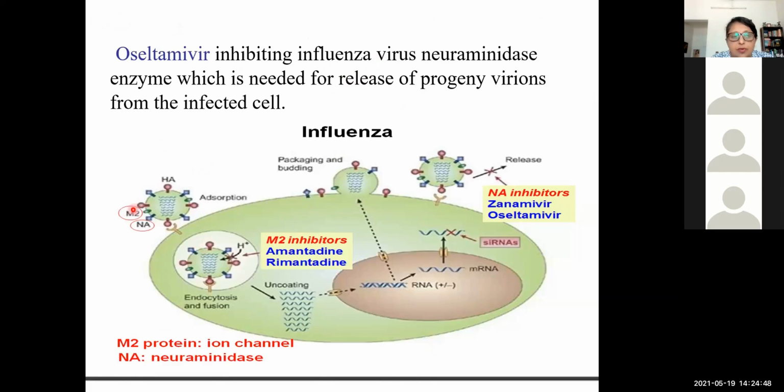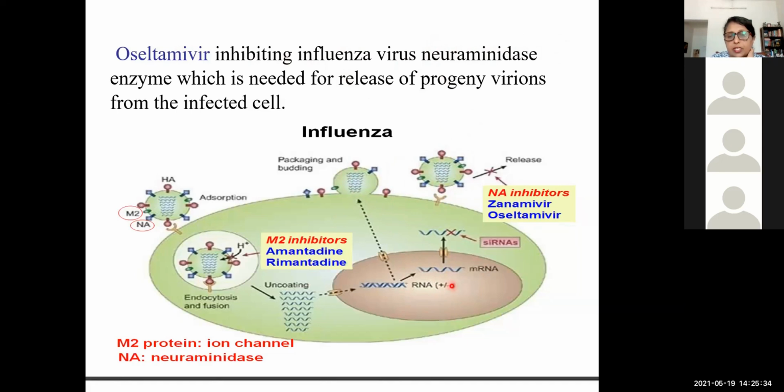Okay, what is the mechanism? Again I am telling this: the virus enters a cell, and the uncoating is inhibited by amantadine. If it is not inhibited, the RNA will come out and go into the nucleus, and after that there will be transcription, translation, etc. New progeny virions will be formed and released out of the host cell. This release, that is budding and release, is by one enzyme called neuraminidase enzyme.